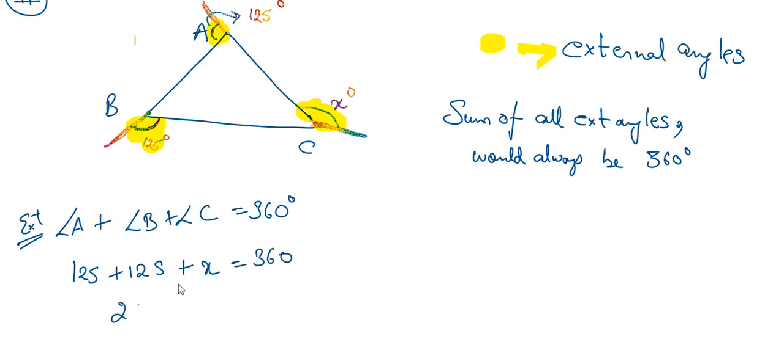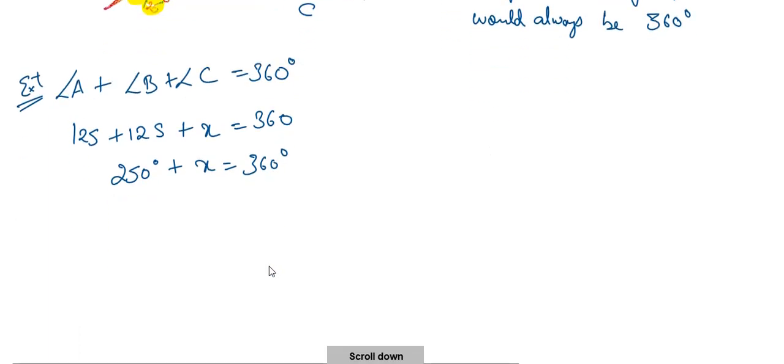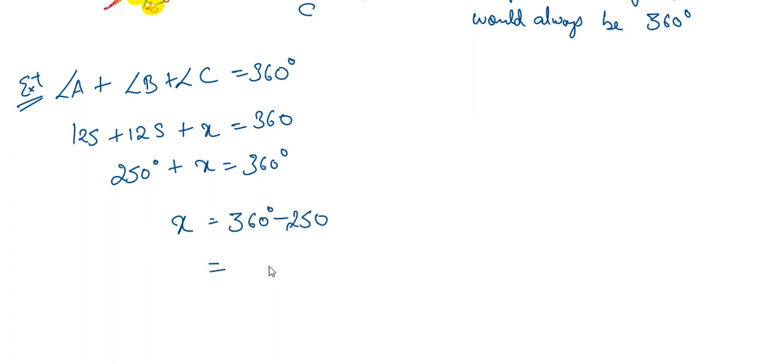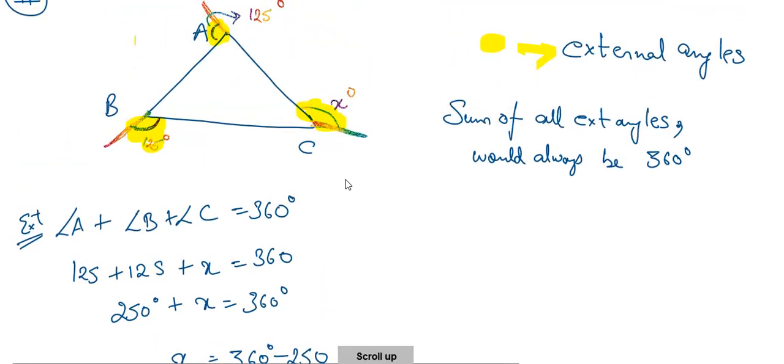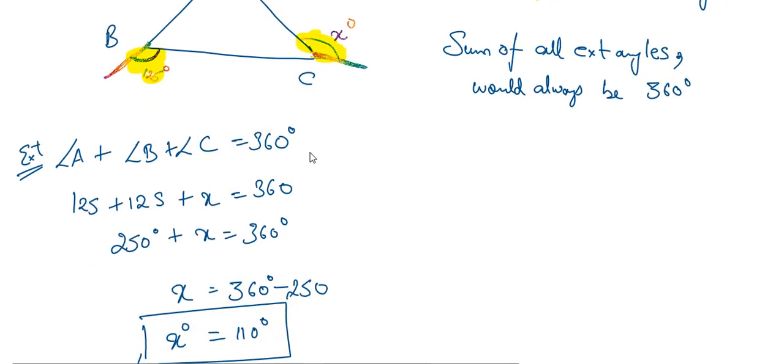125 would give me 250 degrees plus X equal to 360 degrees. So if I subtract 250 from both sides, LHS and RHS, I would have an equation like this. Simplifying further, I would get x degrees equal to 110 degrees. So I would have a measure of 110 degrees at the exterior of my C. This is how we would find our external angles.